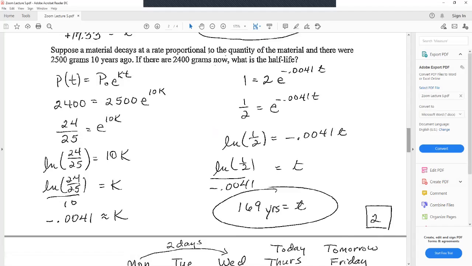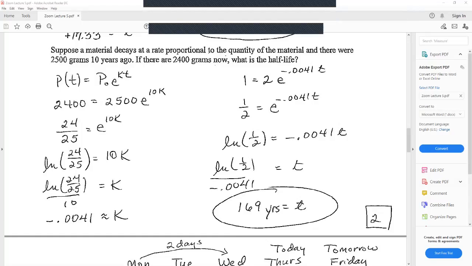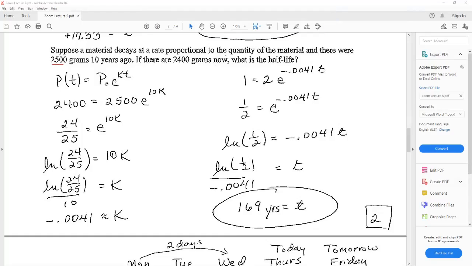Suppose a material decays at a rate proportional to the quantity of the material, and there were 2,500 grams 10 years ago. If there are 2,400 grams now, what is the half-life? Okay, so let's see. We're going to go back to our original model because we know that this is a decay problem, because we started off with 2,500 grams, and 10 years later, we're down to 2,400 grams.